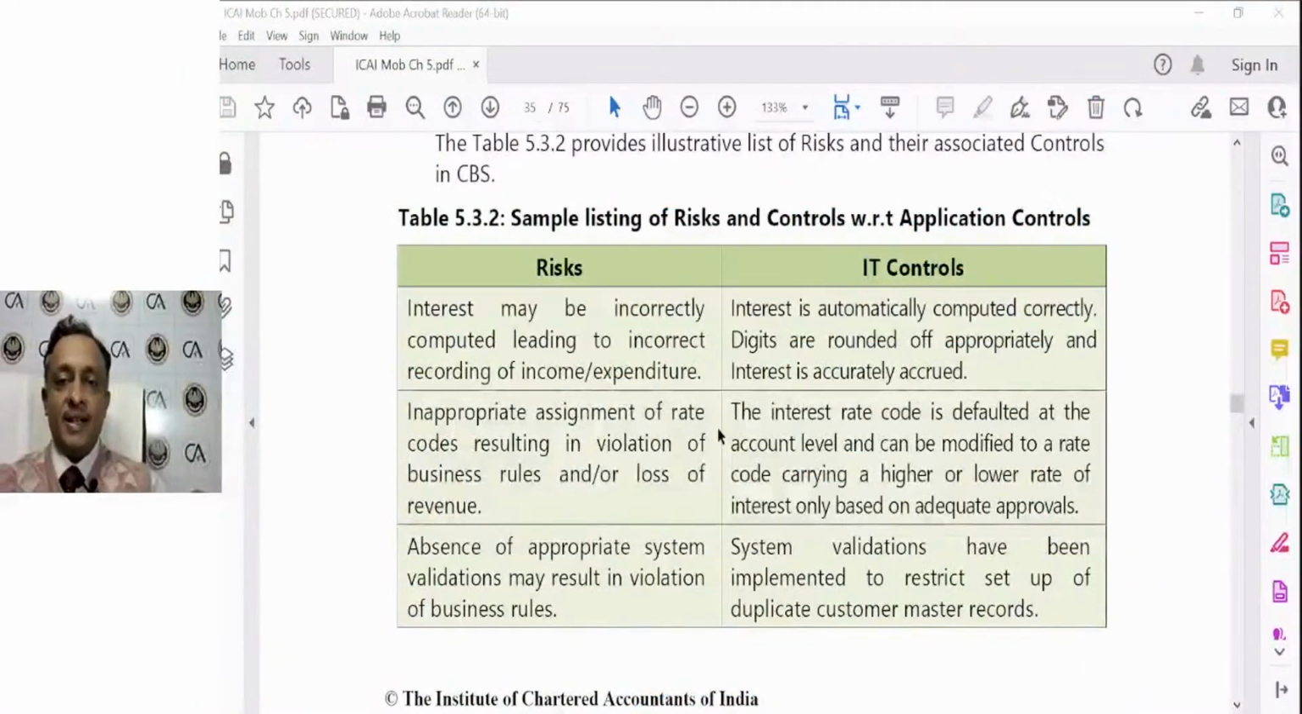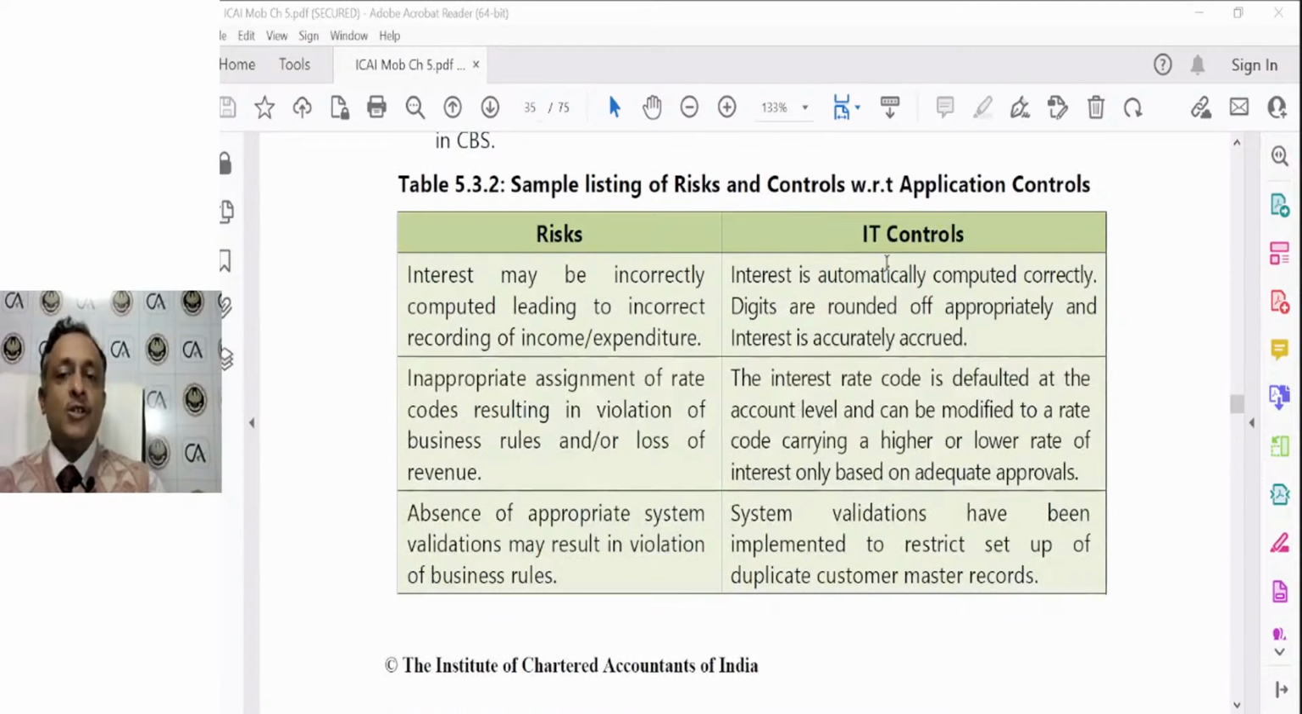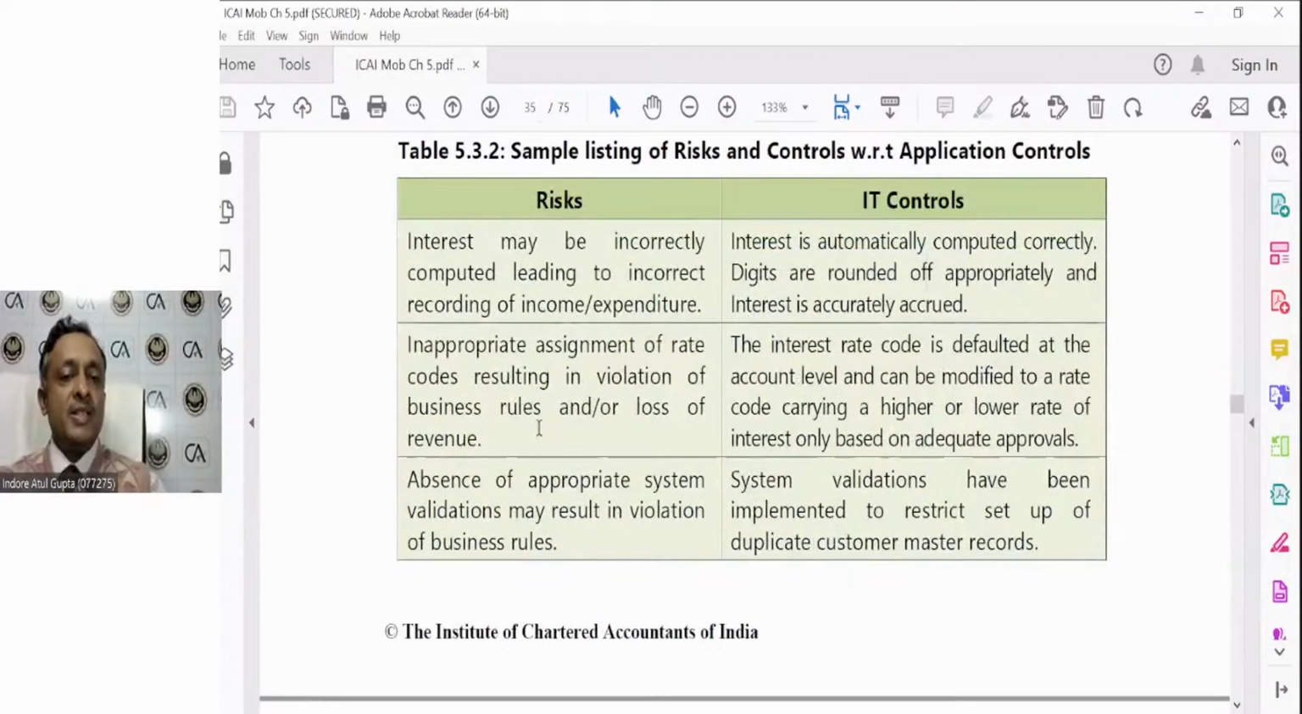So, sample list of risk and controls. Let us just read them. We'll have a more detailed discussion for business process, but this is a sample risk. Interest may be calculated incorrectly. So you need to ensure interest is now automatically calculated. In fact, this is what has already been implemented. This is part of all core banking systems now. Then inappropriate assignment of rate code resulting in violation of the business rules.